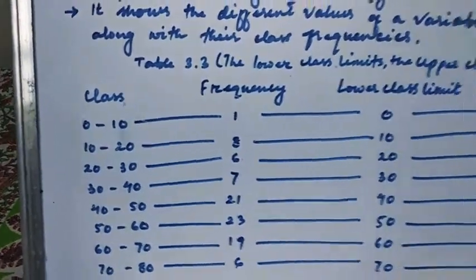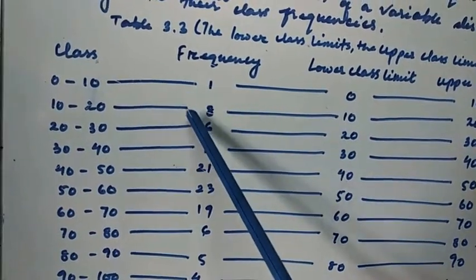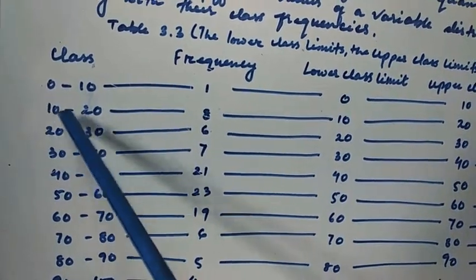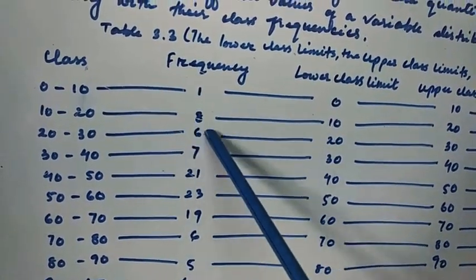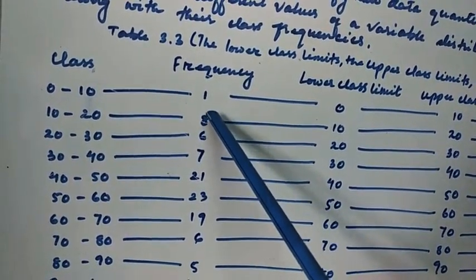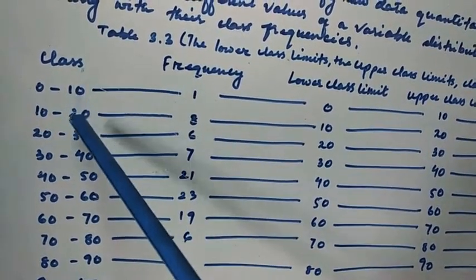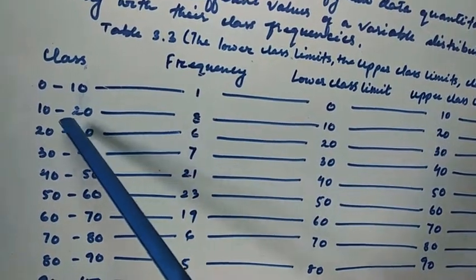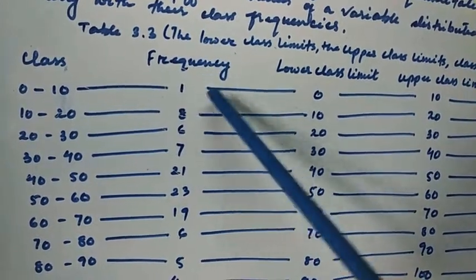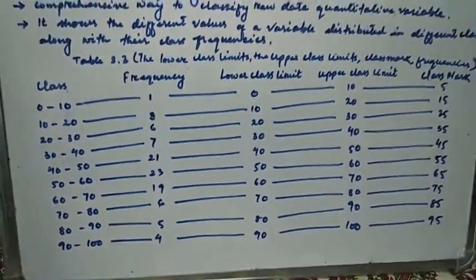Let me repeat again in order to make sure that you are clear about frequency. Frequency is the number of times that values occur within this class interval. So within this 10 to 20, how many values occur? That is 8 times. So there might be 11, 12, 15, 17, 16, 19. So it will be 8 values that you will find within this class interval. That is the class frequency. How many times a value occurs in this range is the class frequency.